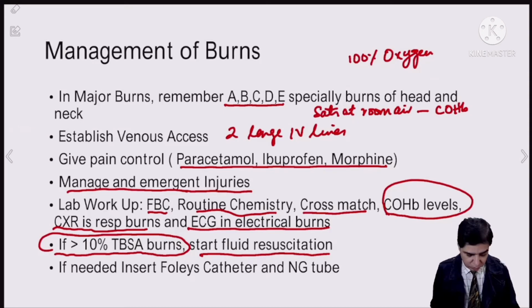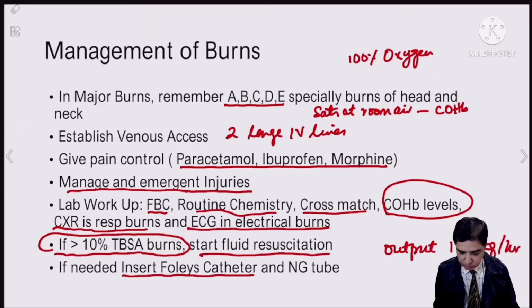In the meanwhile, it's also very important that those who have got major burns, more than 10% skin surface burn, you need to monitor their input and output. So obviously, when you're giving them fluids, you will be monitoring input. At the same time, you will put in a Foley's catheter, and you will monitor the output as well. In kids, the output should be at least 1 mL per kg body weight per hour. So this is very important, that they should be maintaining 1 mL per kg per hour output.